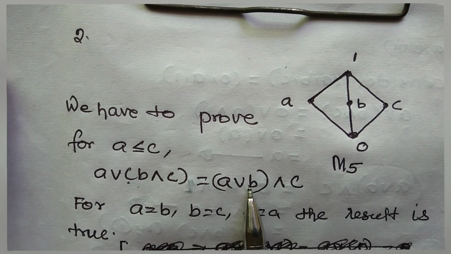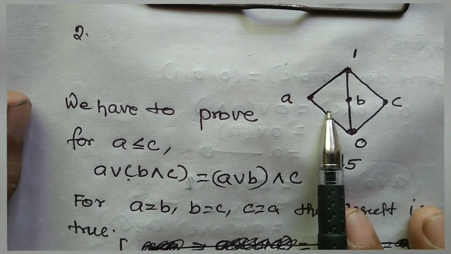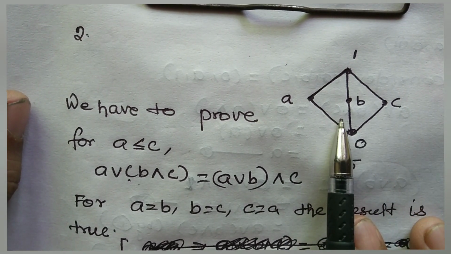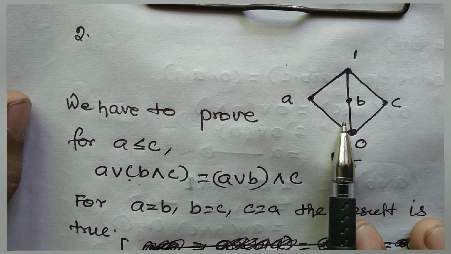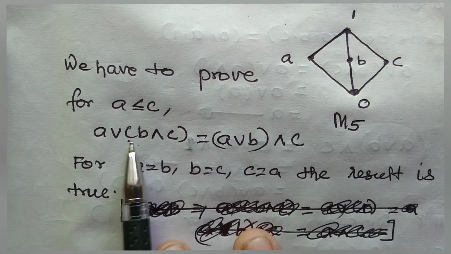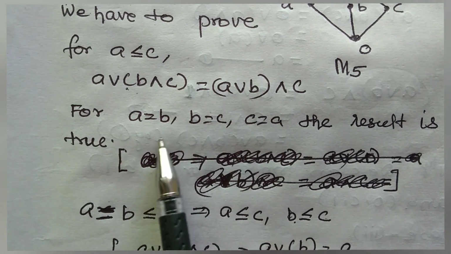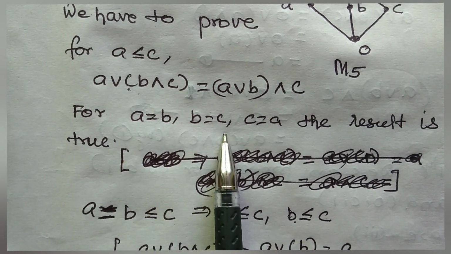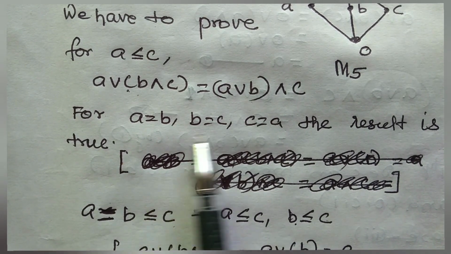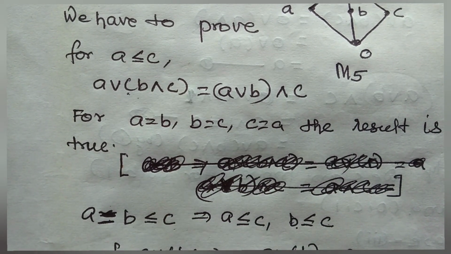The second one is M5 is modular. This is the diamond lattice M5. So this is the condition, A less than or equal to C. This we have to prove. In the first case, A equal to B, B equal to C, C equal to A, the result is trivially true. This is the proof.